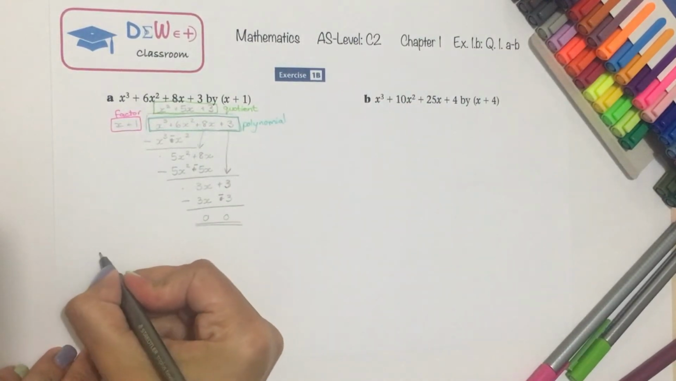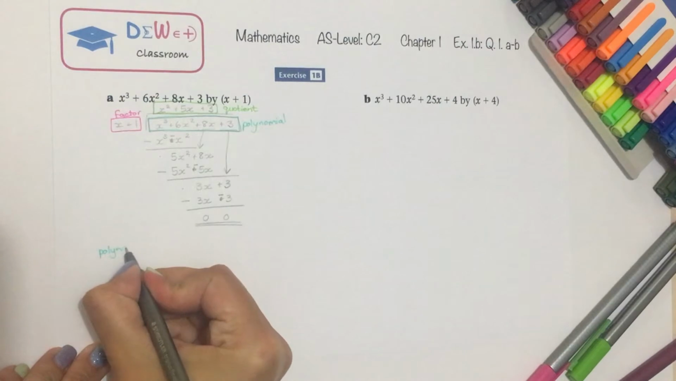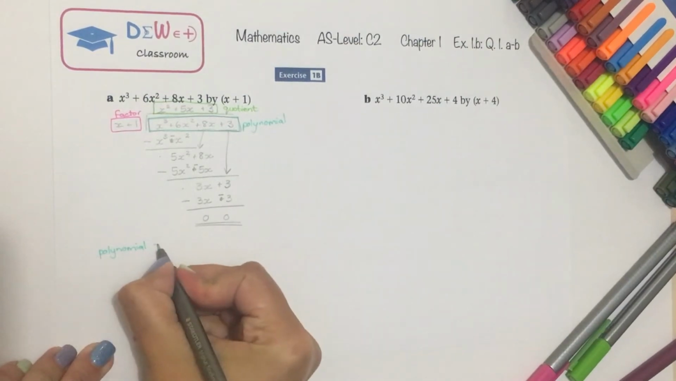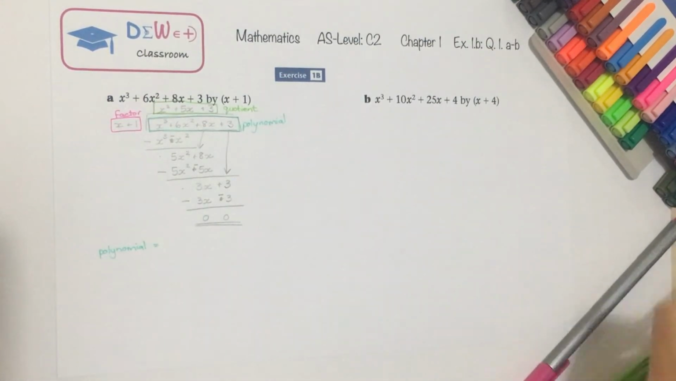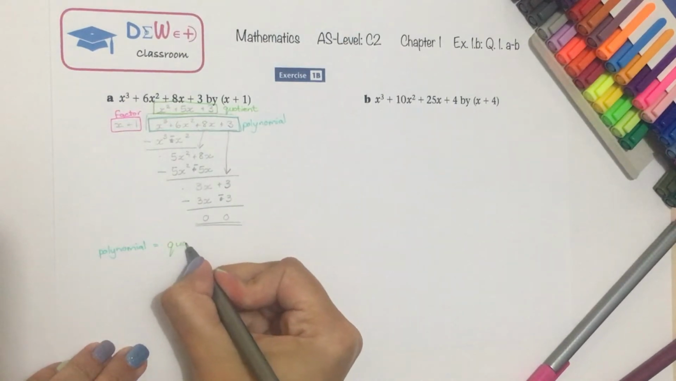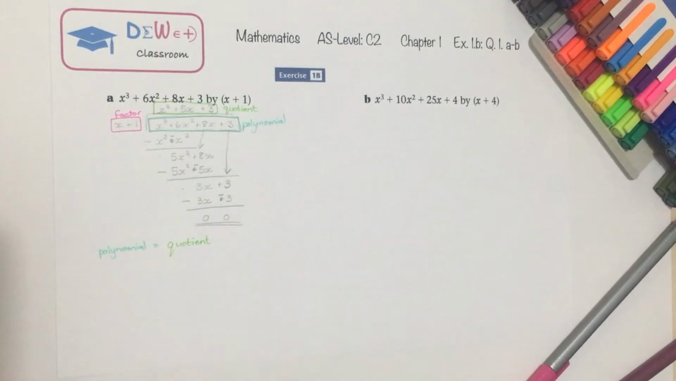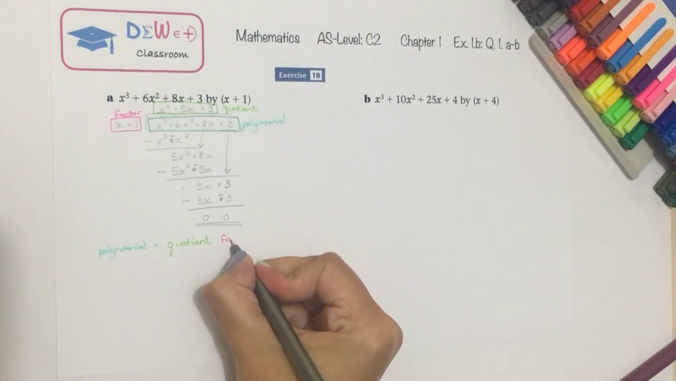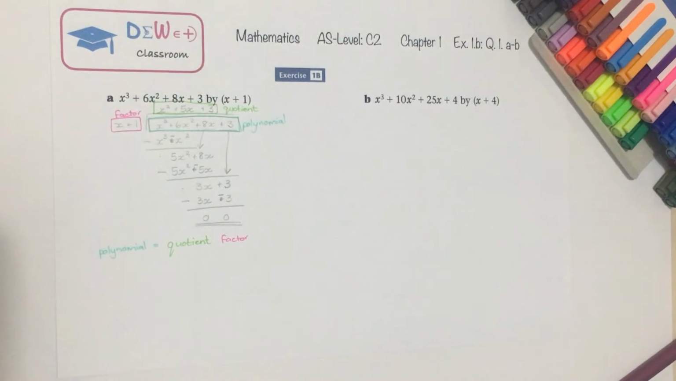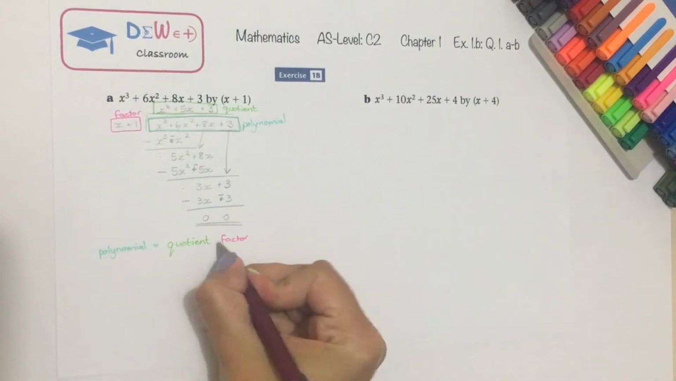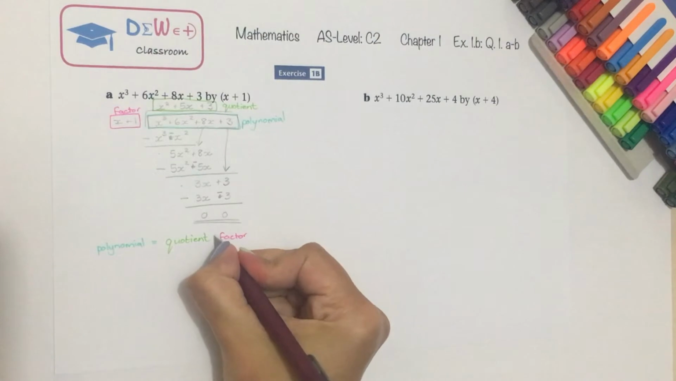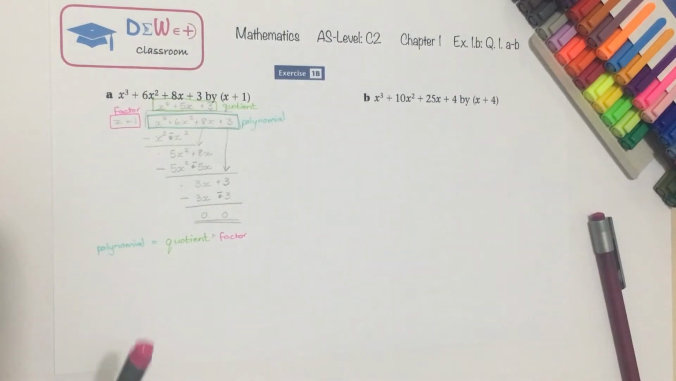If you have to rewrite this, you would say the polynomial would be equal to the quotient times the factor. This would be a little rule that you can always apply. The polynomial would be equal to the quotient times the factor.